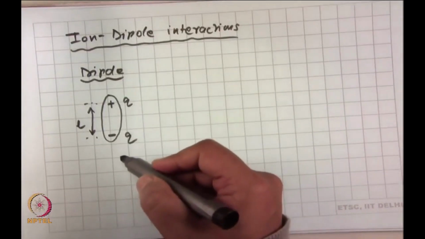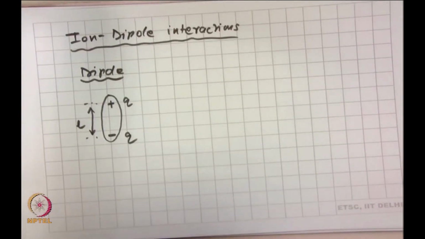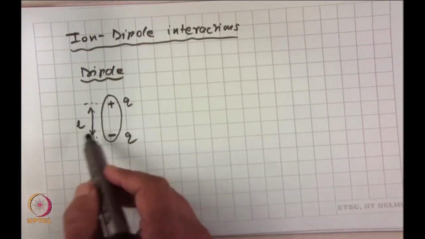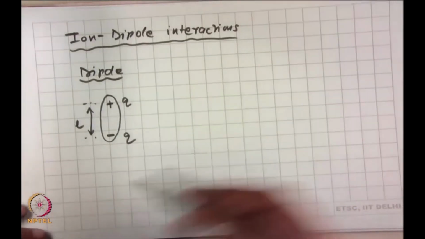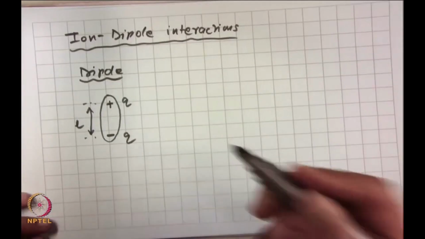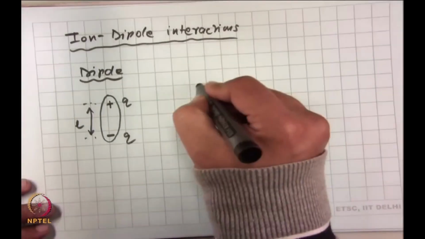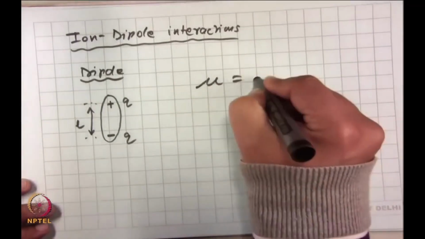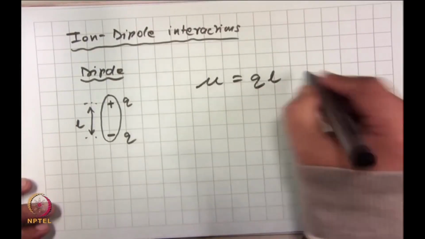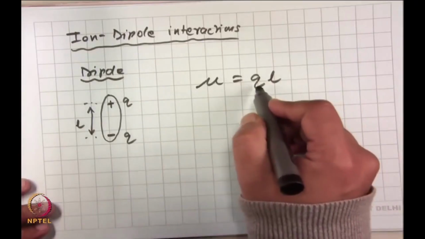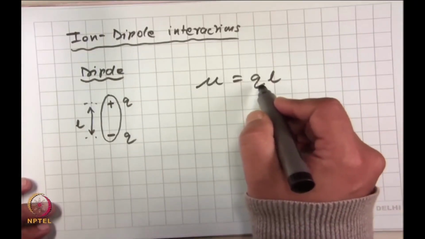Dipole means that at the two ends I have similar charges, q and minus q, separated by a distance L. And because we have a dipole like this, we are going to have something known as a dipole moment. The dipole moment mu is equal to q times L, where q is the charge and L is the length in between.